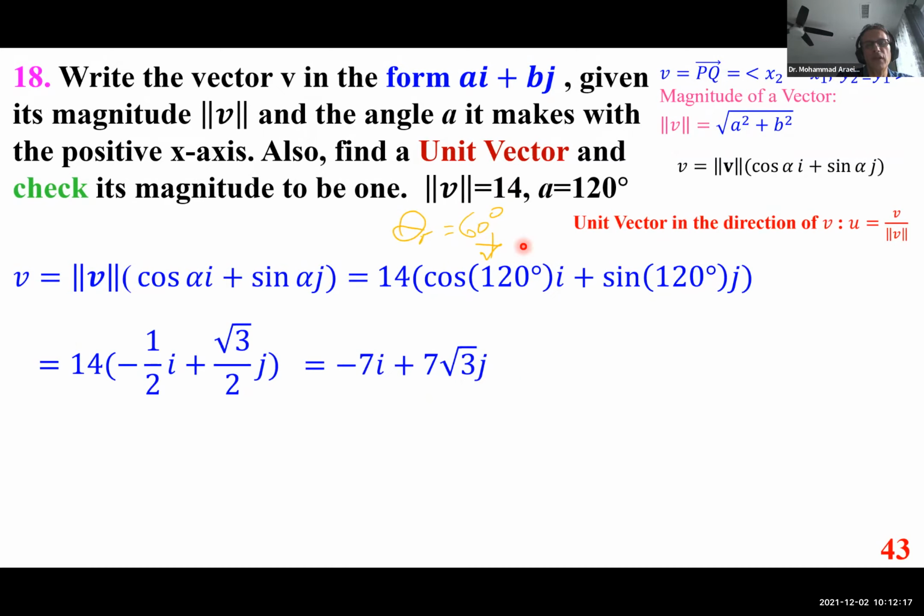How do you find the unit vector? Divide by the magnitude 14. Let's do that.